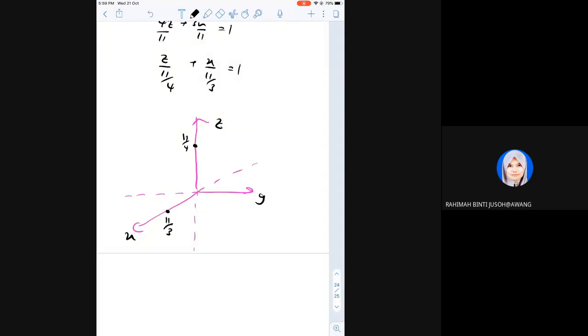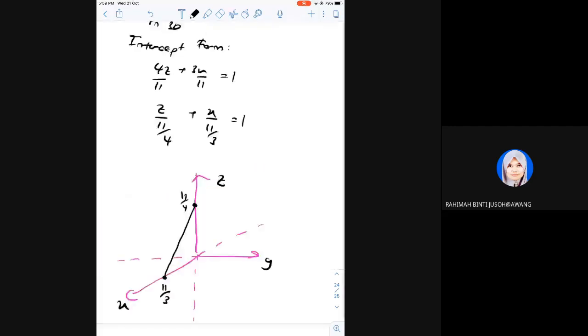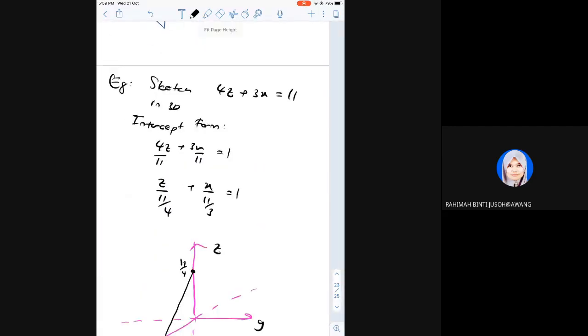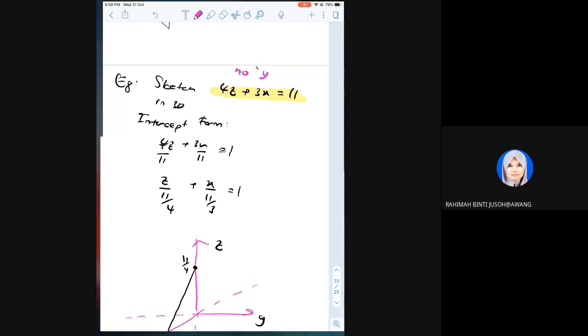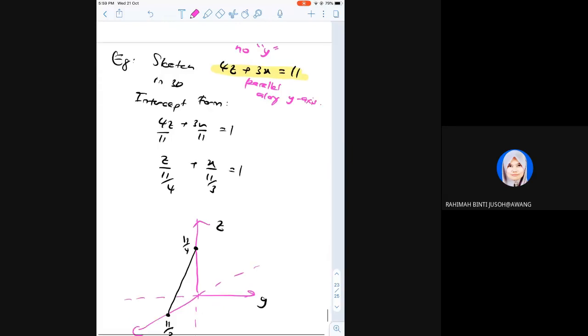Alright, so now. Dah nampak? So kita pun sambungkan graf dua titik ni. You sambungkan je macam tu. Okay, so after you connect these 2 points, guys, dalam soalan ni dia tak ada variable apa? There is no Y, tak ada Y. No Y, yes. So bila tak ada Y, bermaksud it must be parallel along Y-axis.